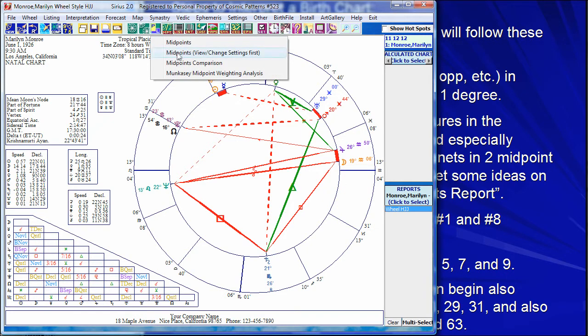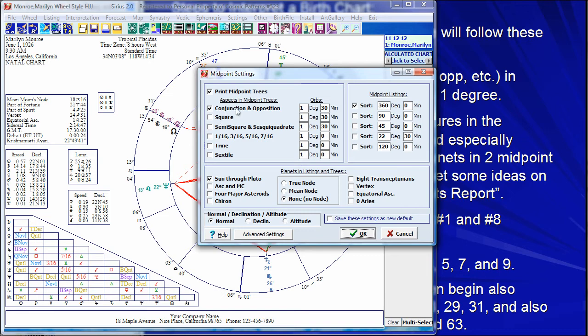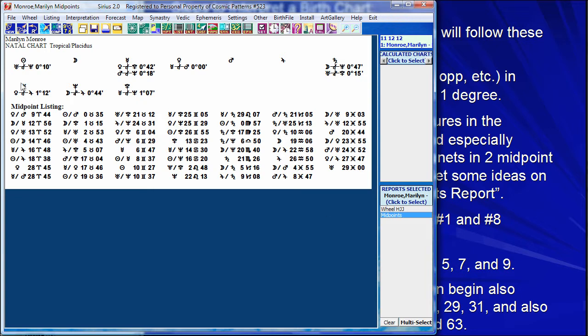So I go to midpoints. I'll select this option to view change settings first. And we want just conjunctions and oppositions with a 1.5-degree orb, and just Sun through Pluto. So you unselect these, set this orb to 1.5 degrees, and see what you have. And you'll get these diagrams. These are called midpoint trees.